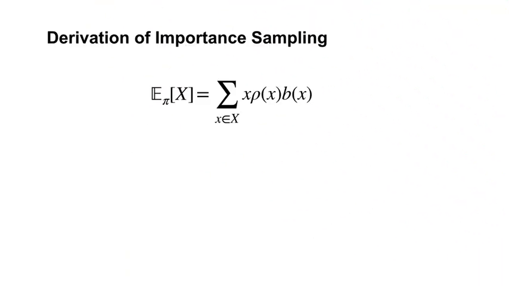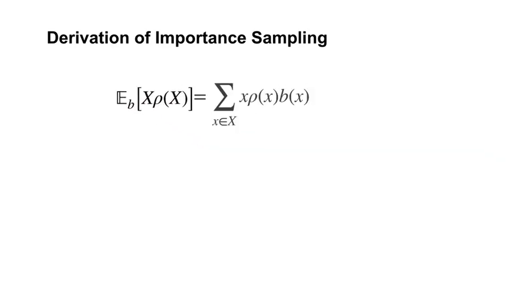Now, let's go a step further. If we treat x times the importance sampling ratio as a new random variable times the probability of observing x, we can then rewrite this sum as an expectation under b. Notice that our expectation is now under b instead of being under pi.